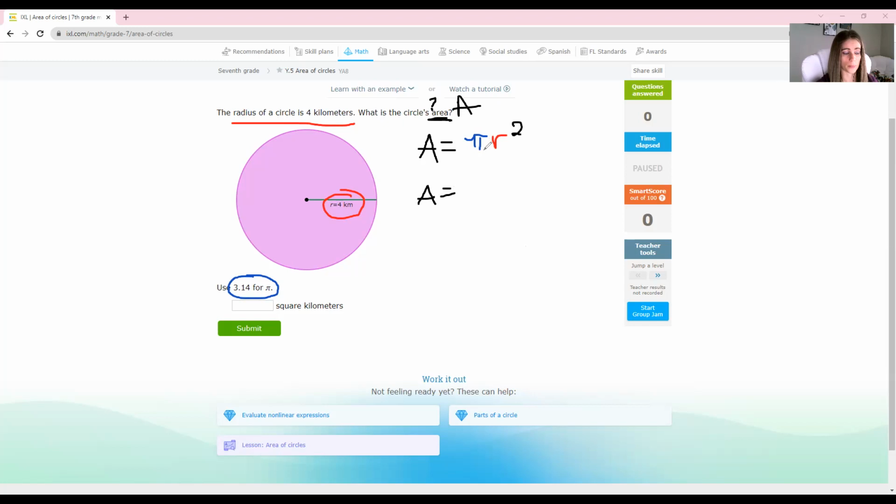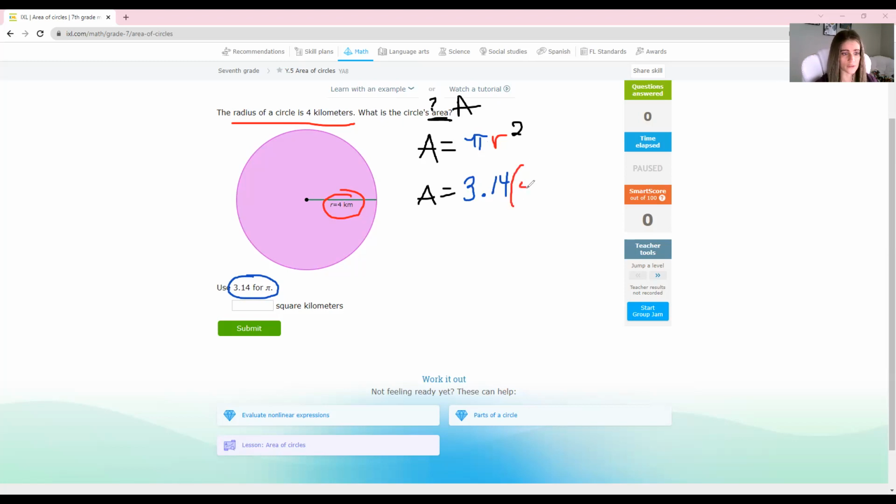And then for pi, we are using 3.14, and that is being multiplied. And I know it's being multiplied because they're right next to each other. But now that I have numbers, if we put them right next to each other, it's just going to look like the same number. So we need to use parentheses or a dot to represent multiplication.